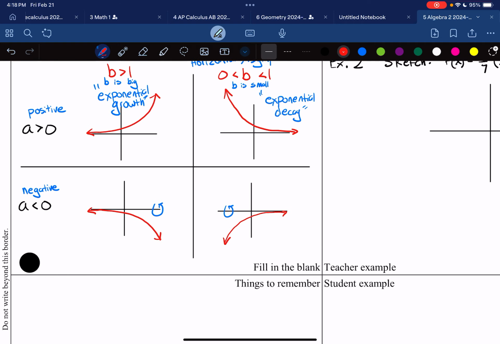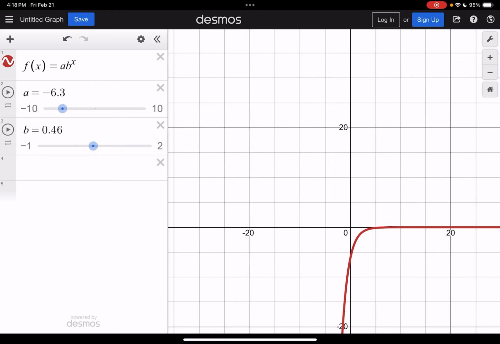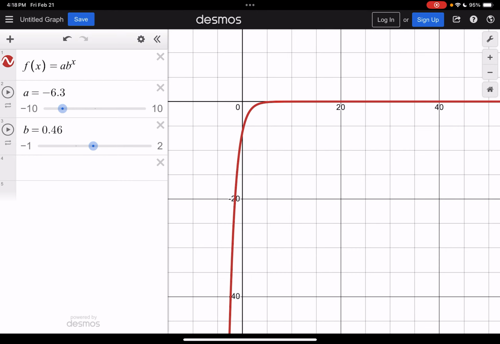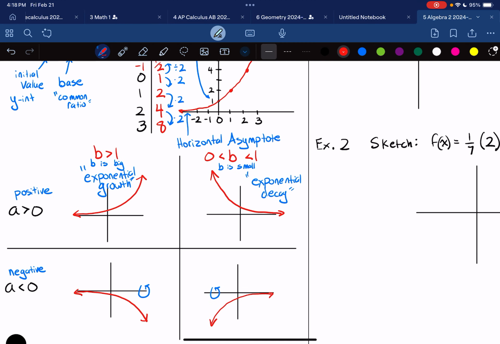Let's go ahead and check to make sure that that makes sense. Let's come back over here. If I make b be like a small number, like, I don't know, 0.46, and then I have a negative number, blink. Yeah, that's exactly the graph that I'm trying to sketch. And again, this is a lesson about sketching functions. It's not a lesson about graphing exact values.